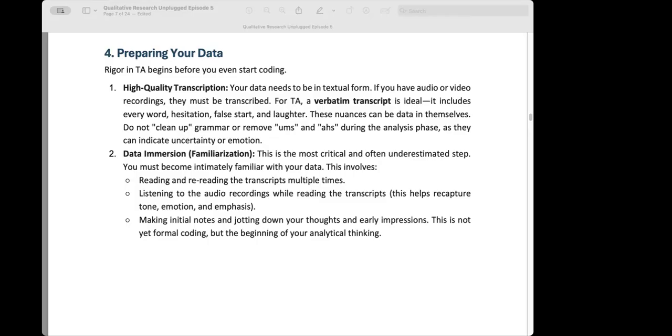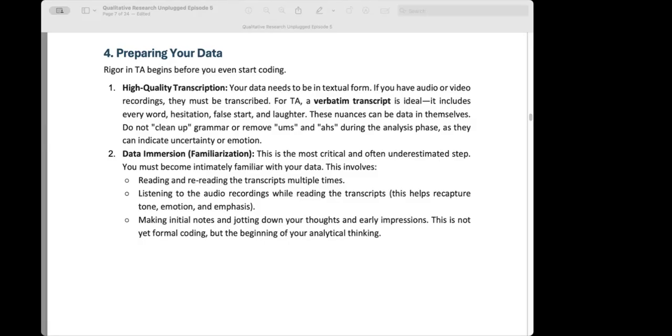It involves several things. First, reading and rereading the transcripts multiple times. The first read might just give you a general sense, like a quick tour of a new city. But subsequent reads are where you start noticing the side streets, the local customs, the hidden gems. Patterns, surprising statements, connections between different parts of the interview will begin to emerge only after repeated exposure. You're actively looking for what stands out, what's confusing, what contradicts something else, and what generally seems important or resonant. So multiple readings are key.